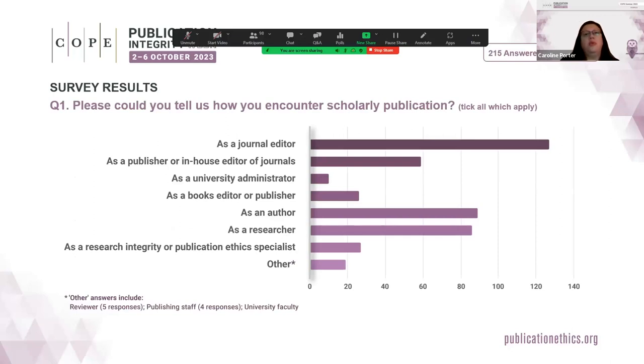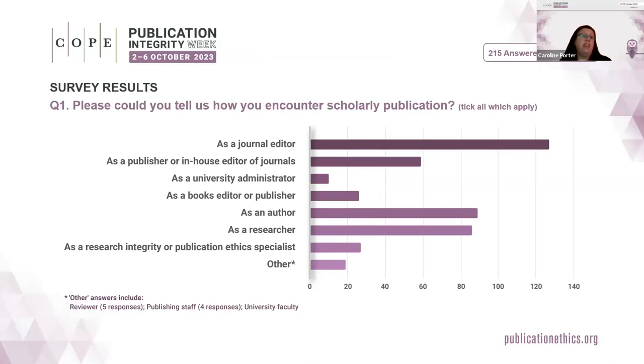I'm now going to walk through the results from the survey that we conducted of the membership. We had over 200 responses, which was really great to see, which meant that we got a good range of answers, and hopefully that will be of interest to everyone here. In terms of how people encounter scholarly publication, the majority of participants were journal editors, but we also had authors, researchers, publishers, university administrators, and research integrity specialists participating.